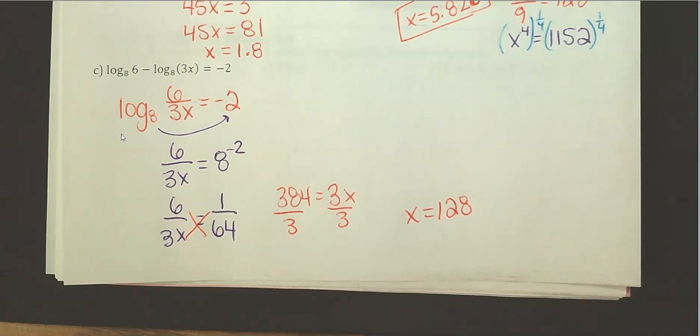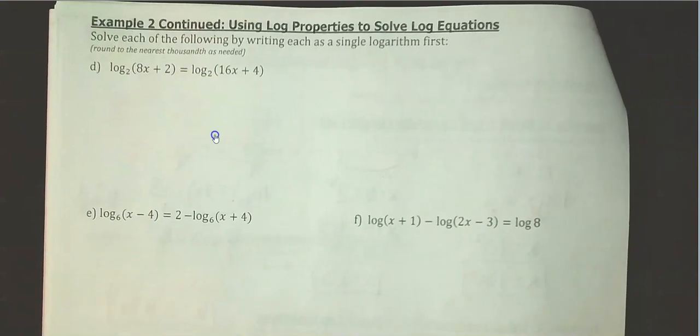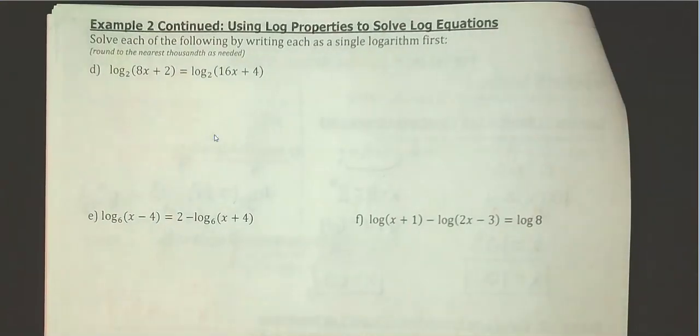And then just make sure that if I plug that back in, it doesn't cause you to take the log of a negative number. You should be good. Is anybody having questions about the log properties at all? So subtraction turns into division, addition turns into multiplication, number in front. Okay. Now, these are each just a little bit different things that you could run into.